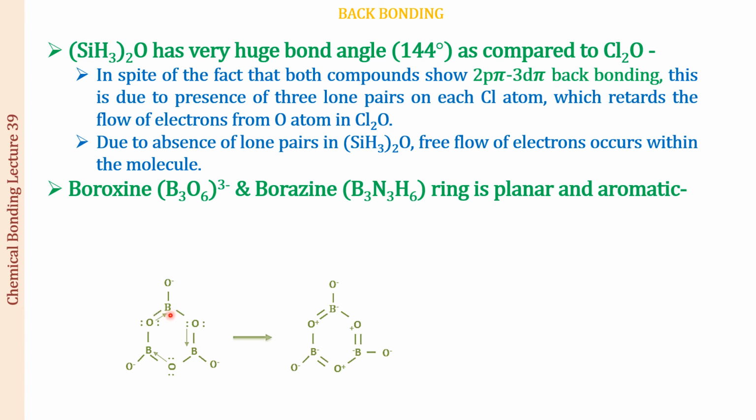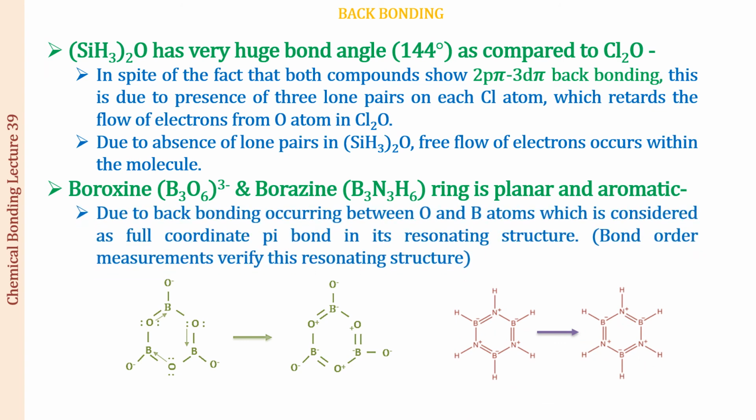Again, what you can see is that each boron atom is making 3 sigma bonds. 3 sigma bonds means it is going to be electron deficient. It is going to have an empty orbital, and it is a second period element. Oxygen is a second period element. It has lone pairs of electrons. So here back bonding is possible between boron and oxygen. And when this back bonding occurs over here, what we find is that this is a complete coordinate pi bond which is formed as a resonating structure. It is not partial double bond character, it is a complete double bond which is formed between boron and oxygen.